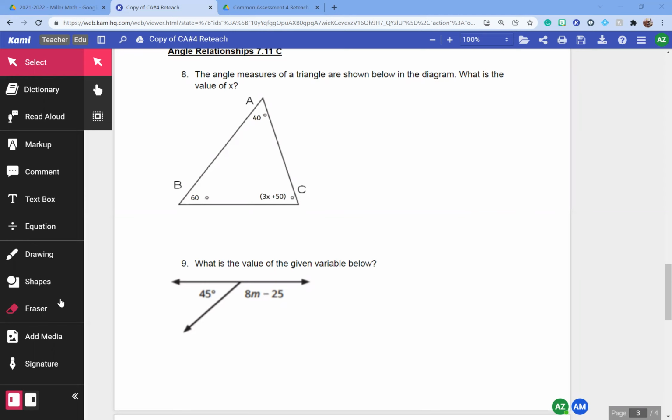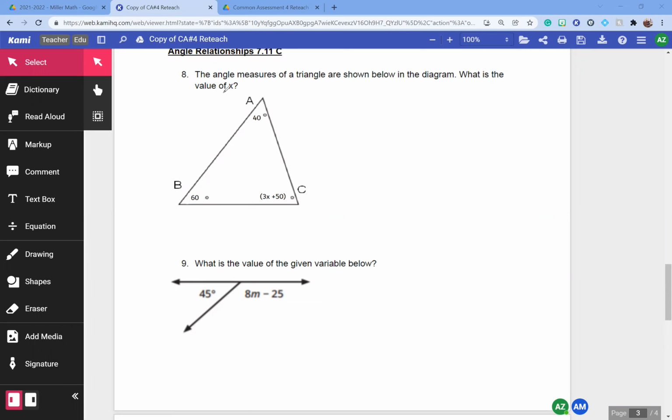It's the same thing if we have a straight line. Remember, when we have a straight line, those are supplementary angles, so they add up to 180. If they give me a corner or a right angle, my total needs to be 90. So for every single one of these, we're going to go ahead and make an equation, and based on the shape or angle that they give us, our totals are going to be different.